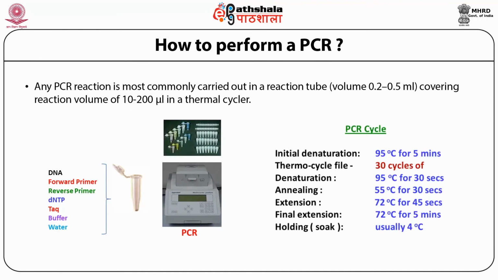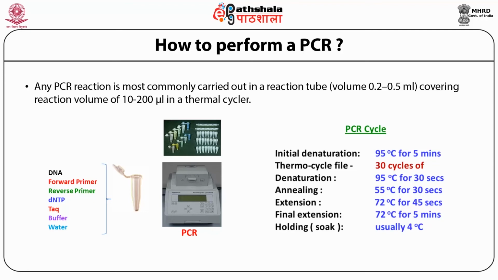Any PCR reaction is most commonly carried out in 200 to 500 microliter reaction tubes, covering a reaction volume of 10 to 200 microliters in the thermal cycler. The thin wall of reaction tubes permits effective thermal conductivity to allow for rapid thermal equilibration. The thermal cycler has heated lids which prevent condensation at the top of the reaction tube.